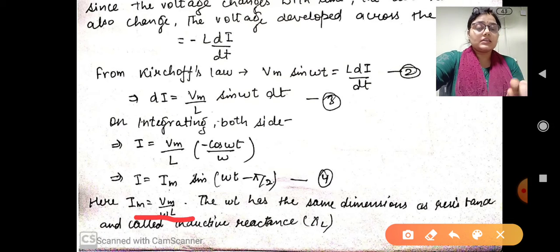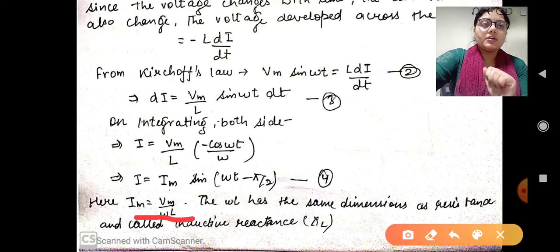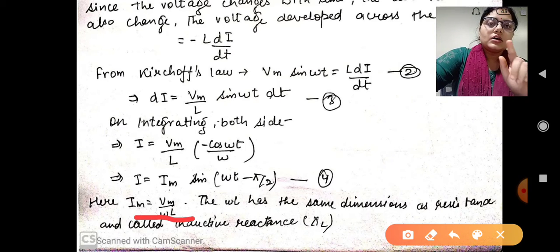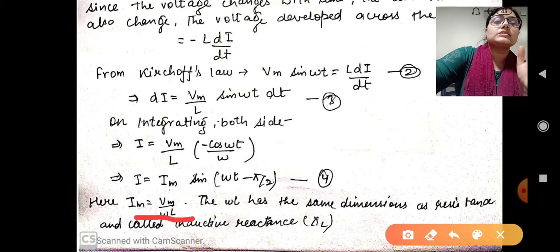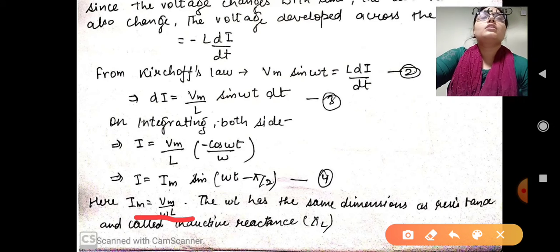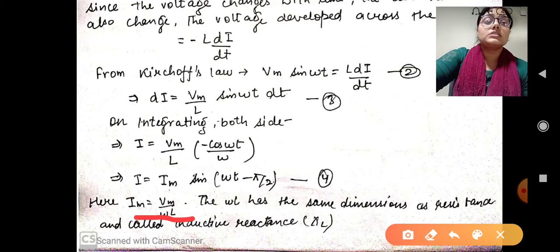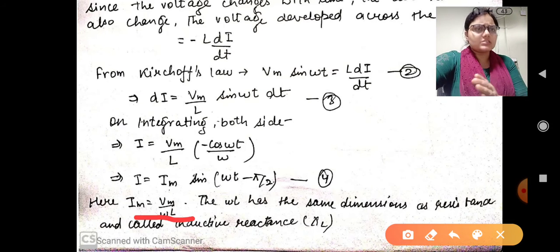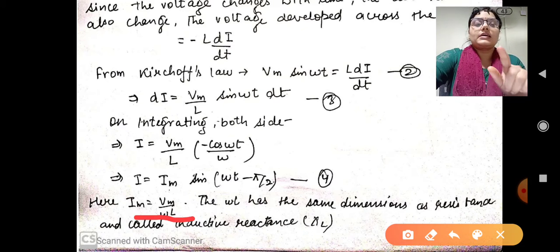You have studied that according to Ohm's law, I is equal to V upon R. Now here Im is equal to Vm upon R, so in place of R, what is present here? Omega L is present. Omega L has the same dimension as resistance, and it is known as the inductive reactance because it acts as a resistance in the inductor circuit. So it is known as inductive reactance XL. Clear?